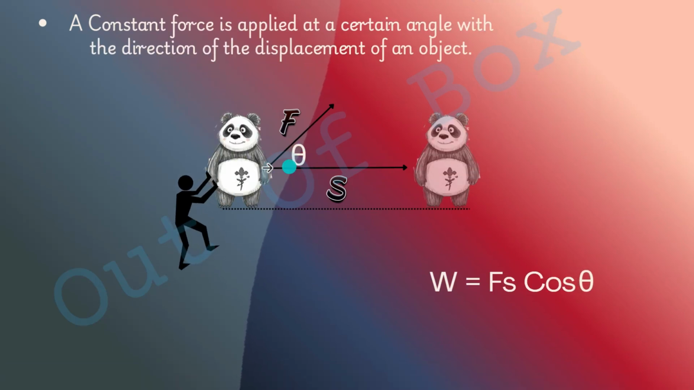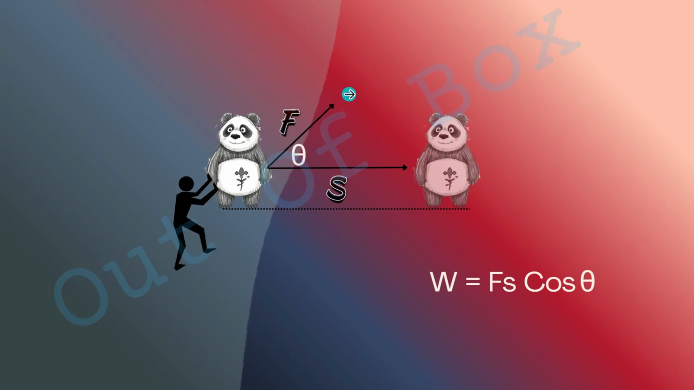Now in this image you can clearly see that the man is trying to push the panda in this direction. It is not parallel and not in the opposite direction, but there is an angle between them. The angle can be called theta. So the formula comes out as work equals Fs cos theta. You will put the angle and you will get the answer.